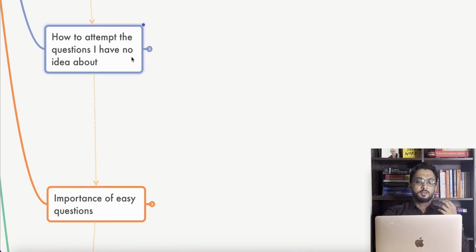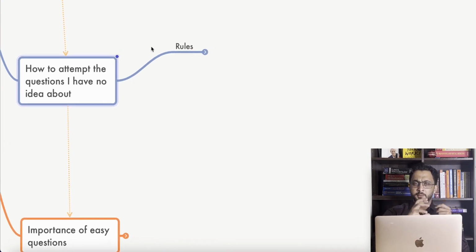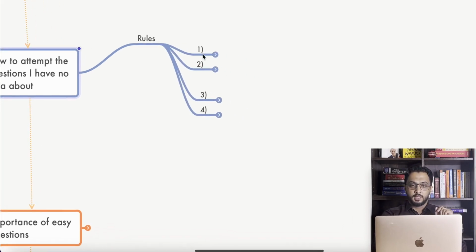Now, how to attempt the questions I have no idea about? This is very important. There are certain rules to attempt these kinds of questions. Usually in the exam, you get 10, 20, maximum 30 questions of this sort. There are 4 rules basically. First, don't insist on attempting. Don't say, I have attempted 230, I'm going to reach 240. No, don't insist on that. It's based on the analysis.